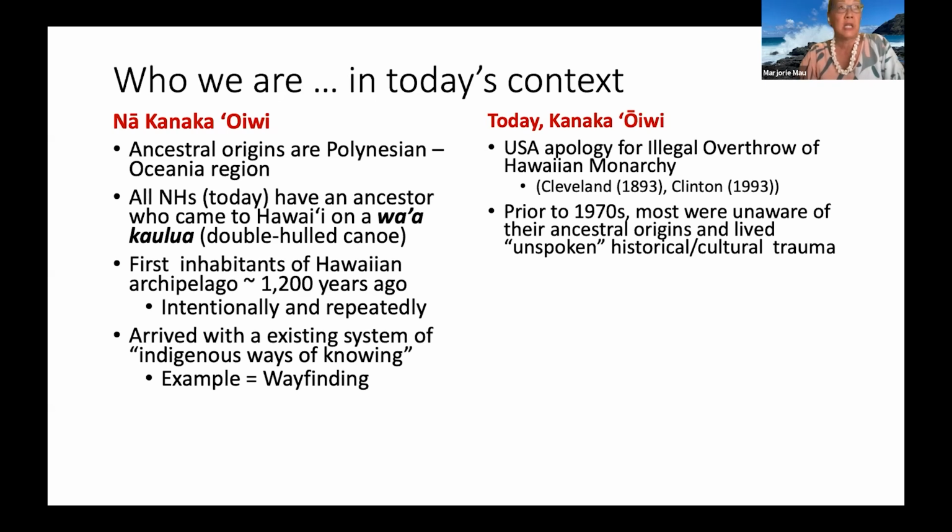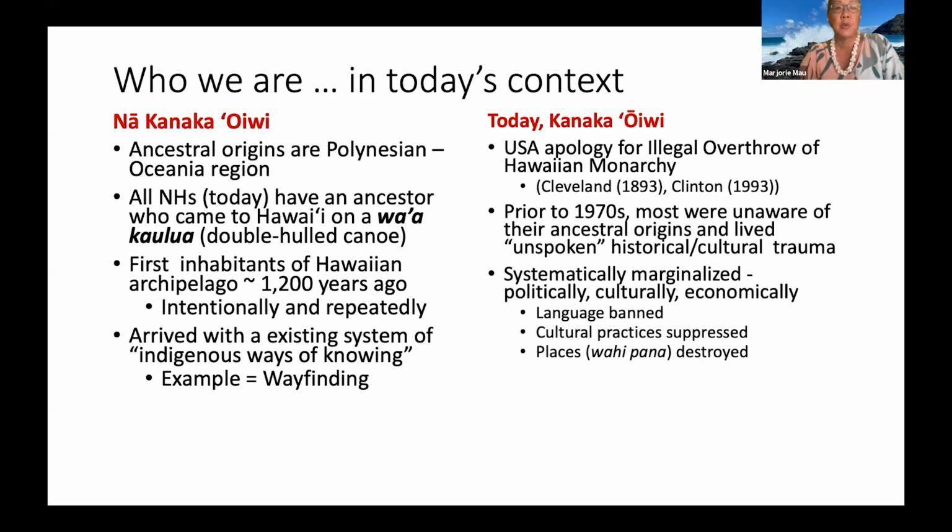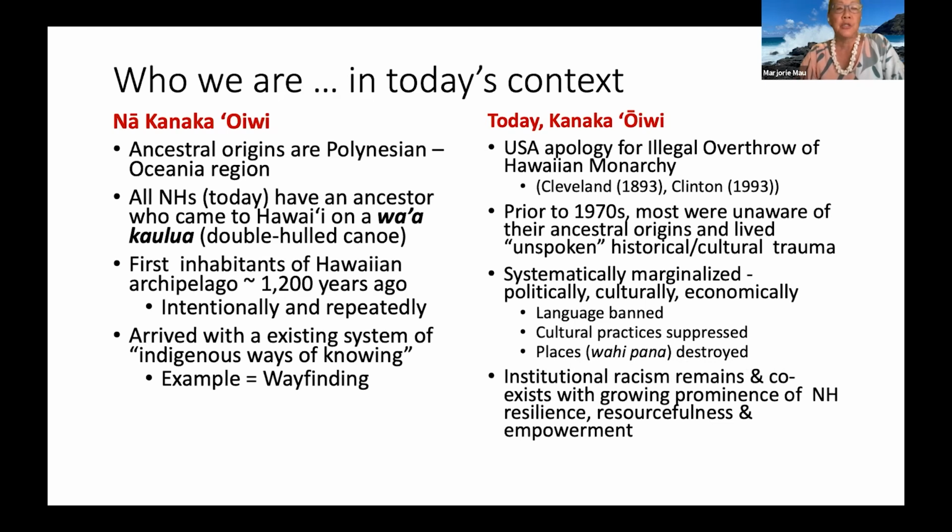Prior to the 1970s, most were unaware, including myself, of their ancestral origins, and really had lived through unspoken historical and cultural trauma. For example, the Hawaiian language was banned to be spoken, cultural practices were suppressed and eliminated, and places, legendary ancestral places of importance, wahipana, were destroyed or cemented over. So institutional racism remains and coexists with the growing prominence of Native Hawaiian resilience and resourcefulness and empowerment today.